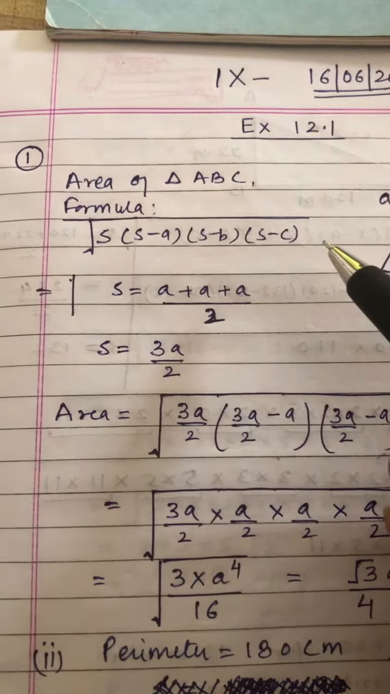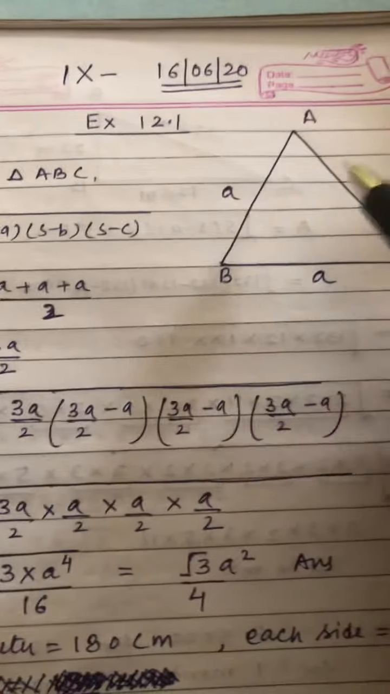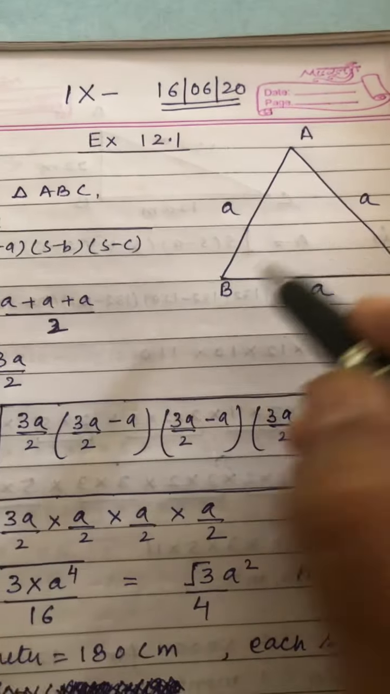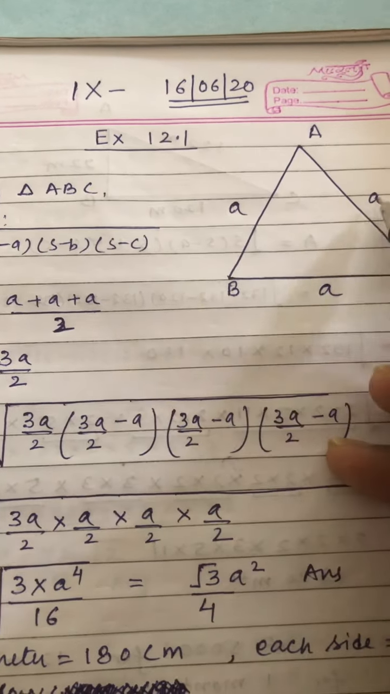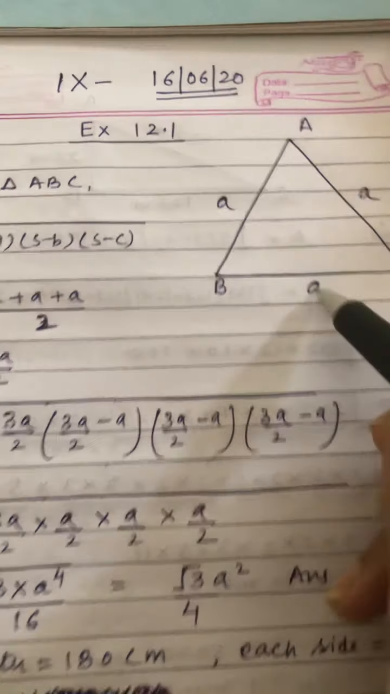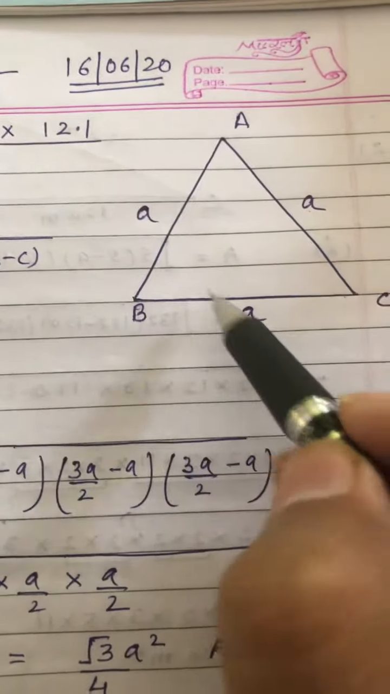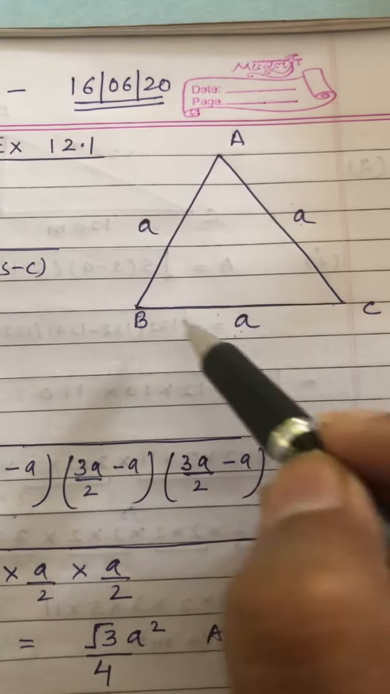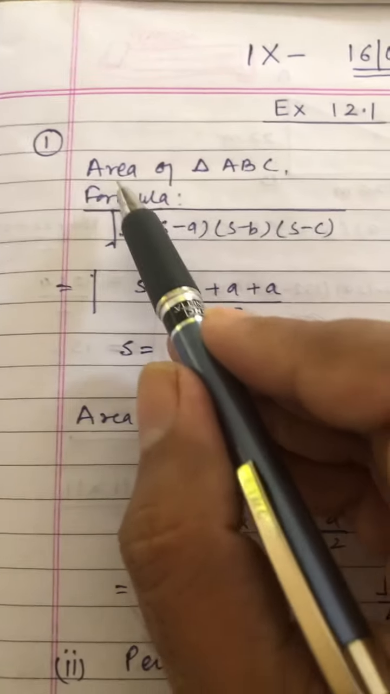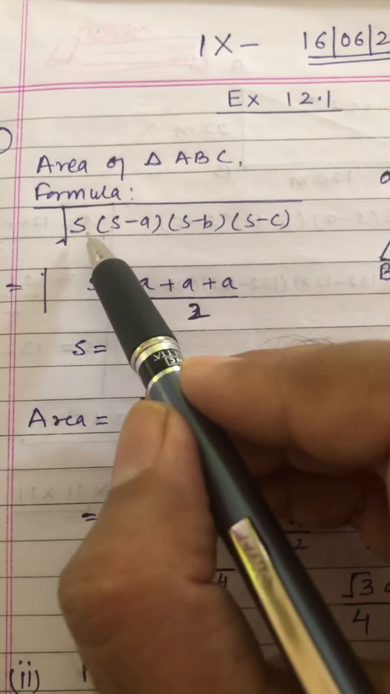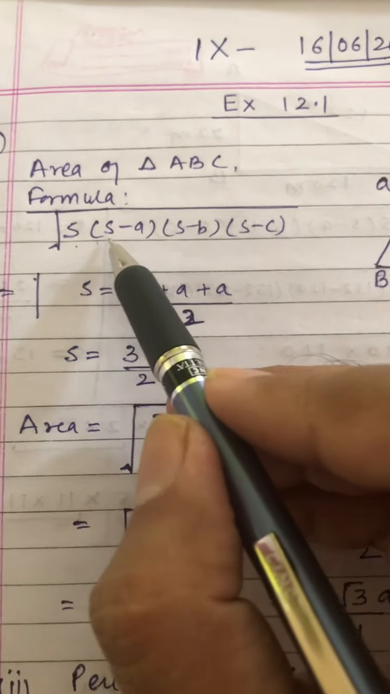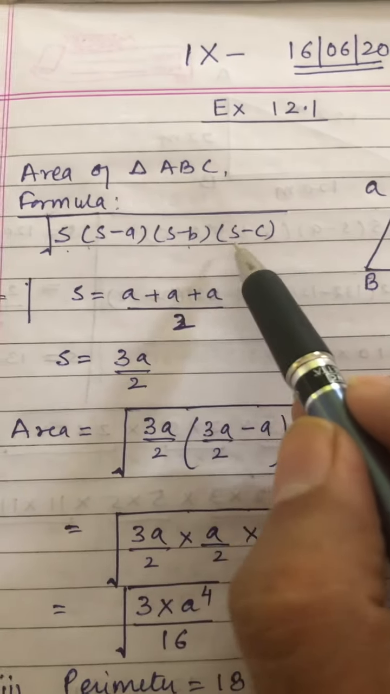So in the first case, we have an equilateral triangle ABC. Each side is A. Now we'll find out the area of this equilateral triangle using Heron's formula. So first, once again I will tell you the formula for Heron's: under root of S into S minus A, S minus B, S minus C.